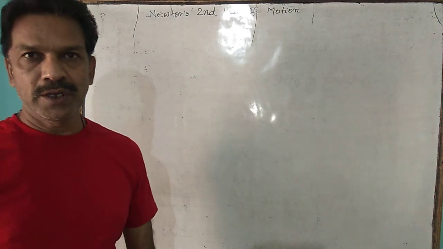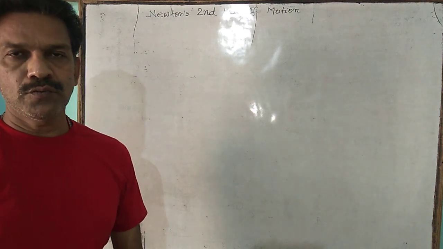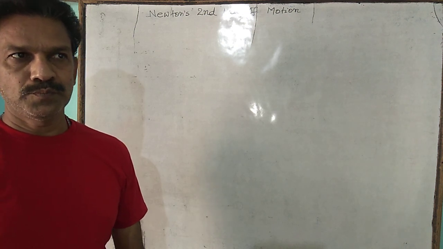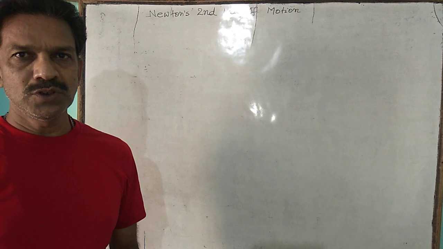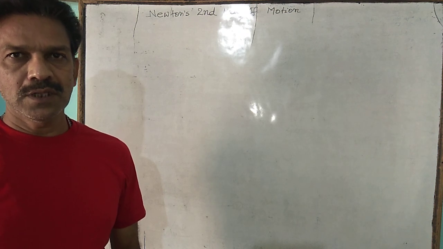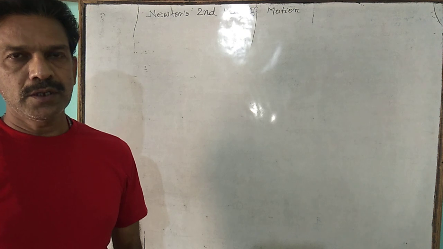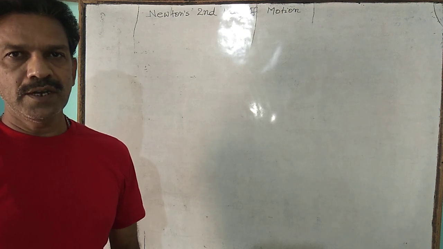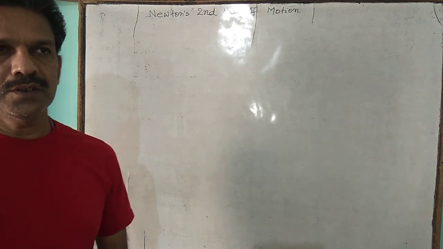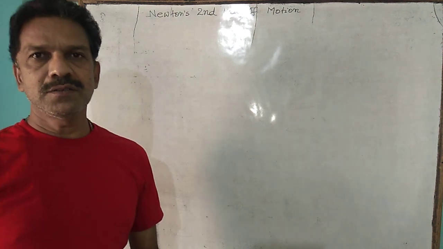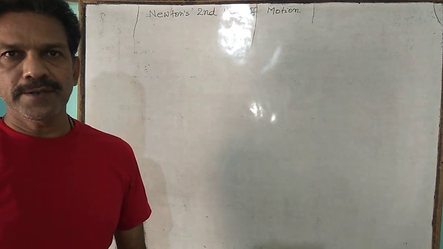You know what is momentum? The product of mass and velocity is called momentum. How much motion is possessed by a body, that degree is given by momentum. Momentum is defined as the product of mass and velocity. Its SI unit is kilogram meter per second.